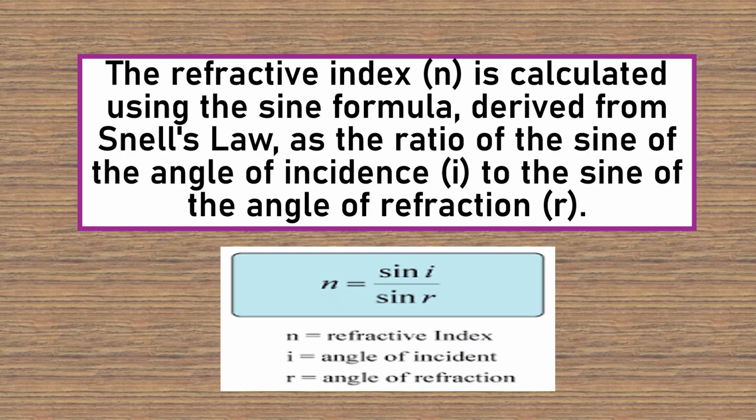The refractive index is calculated using the sine formula derived from Snell's law as the ratio of the sine of the angle of incidence, that is I, to the sine of angle of refraction, that is R. N equal to sine I by sine R. Here N is the refractive index, I is the angle of incidence, and R is the angle of refraction.